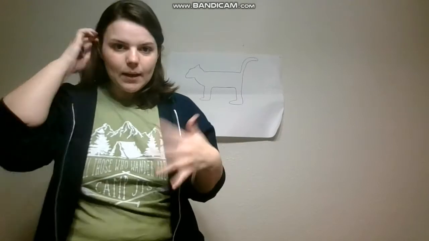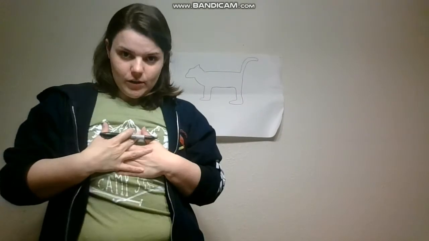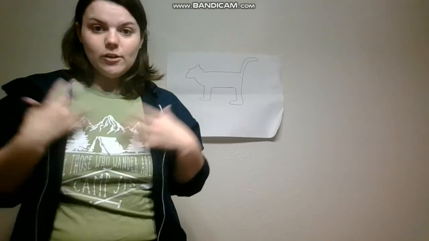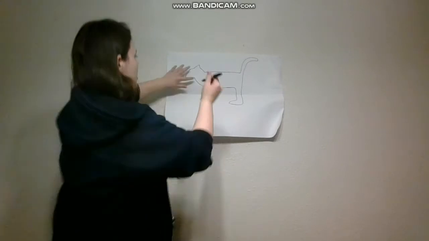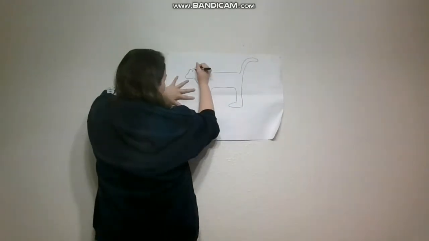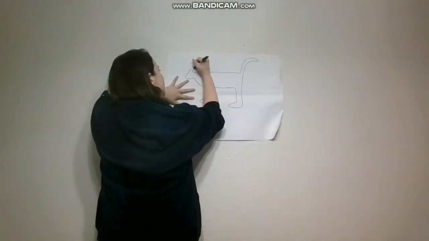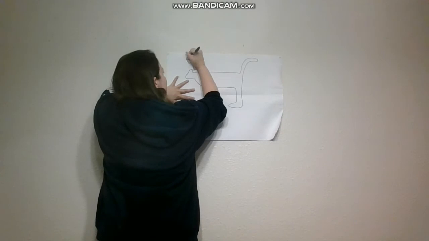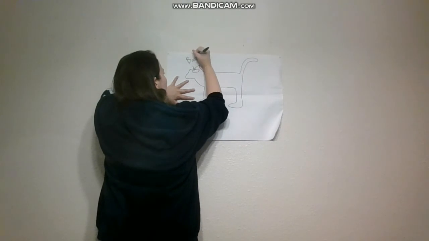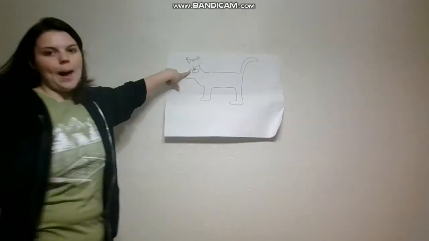Now I'm going to be labeling some of the internal characteristics. And I'm going to be telling you guys what they do. Okay. So the first thing is cats have brains. All right. So this is a brain. This is a cat brain.